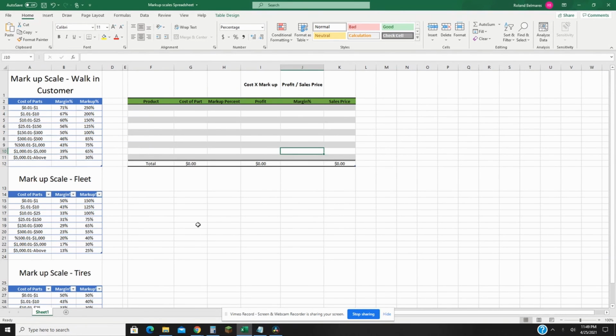Guys, so now we're going to put into play our markup scale. Let's say a customer rolls in and has a wheel seal leaking, and it's one of your regular fleet customers. So now you've got to purchase the parts to fix this job, but you need to know how much you're going to charge that customer in order to make your profit. So let's start with the parts that we're going to need.